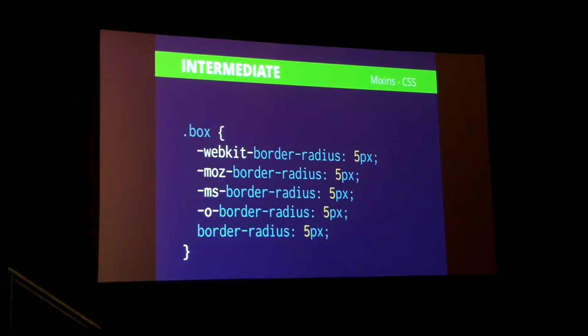So in this instance, we have a class called box, and we're giving it some border radiuses because that's the cool thing to do, or was maybe a year or two ago. Maybe not anymore. Everything's flat now.